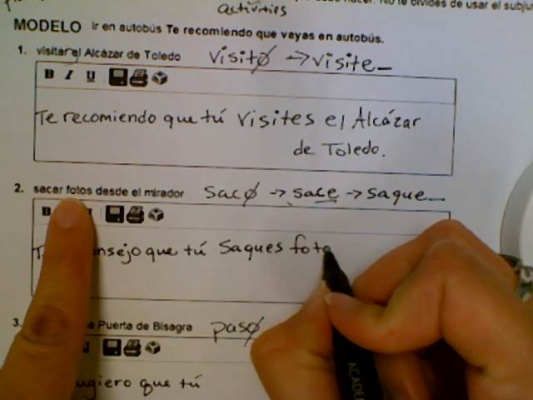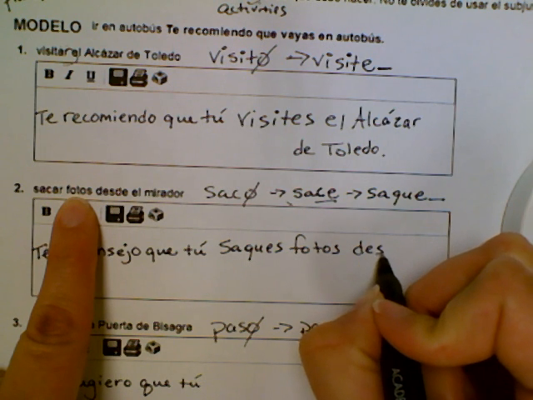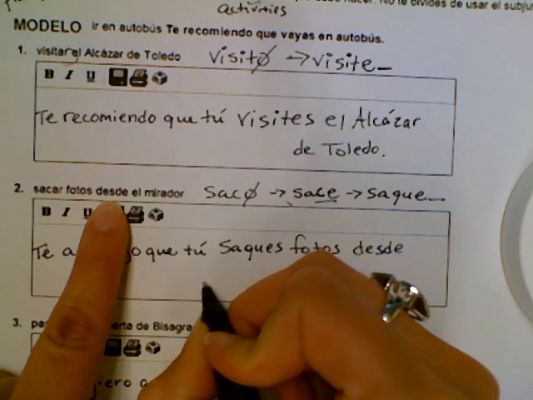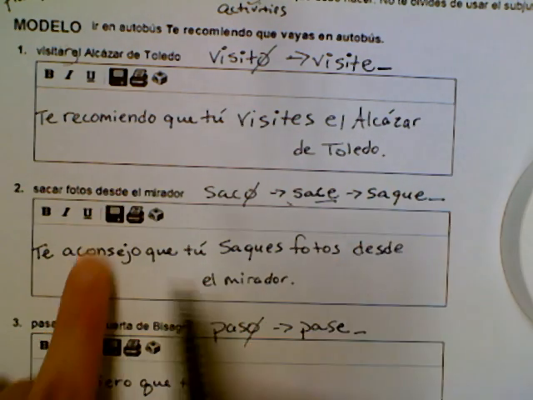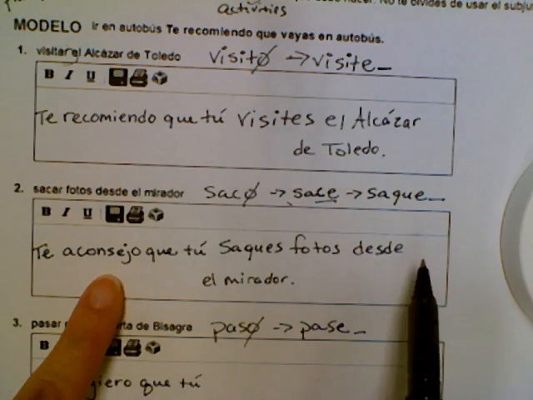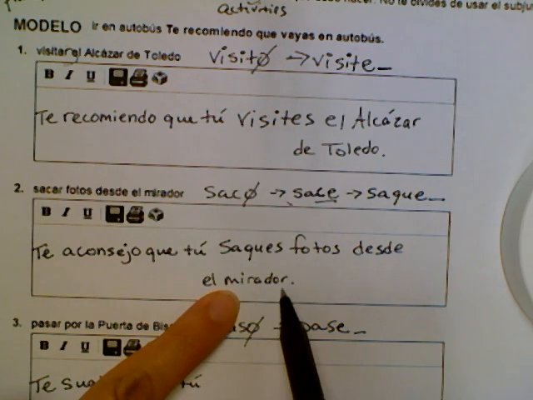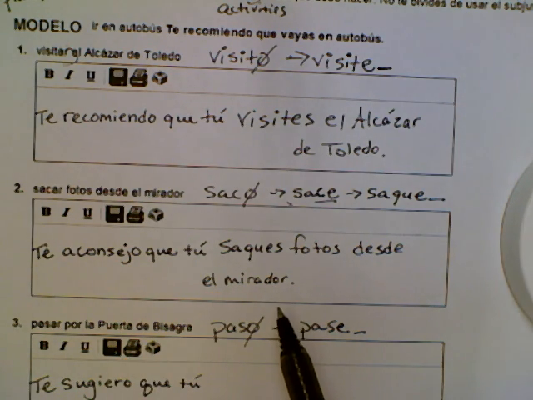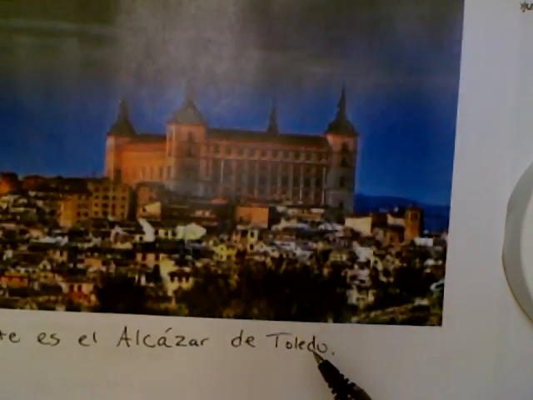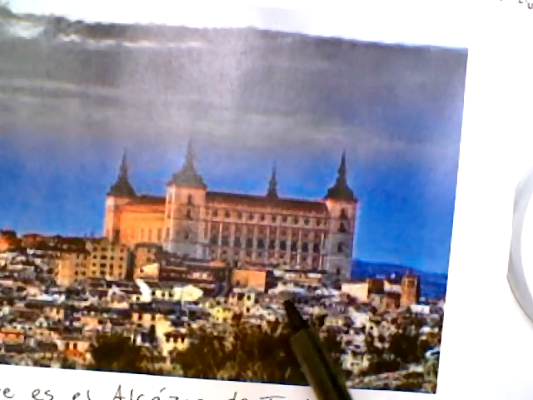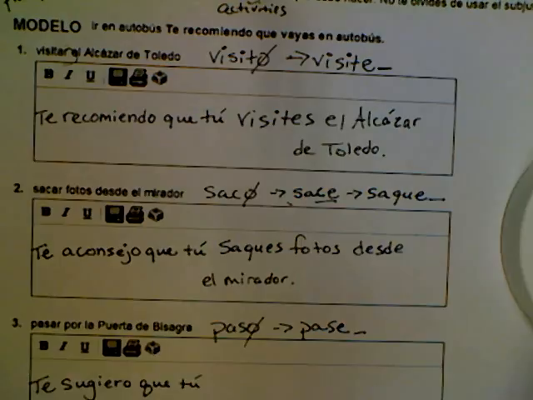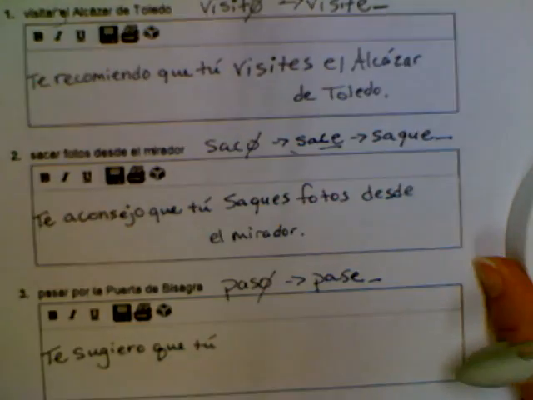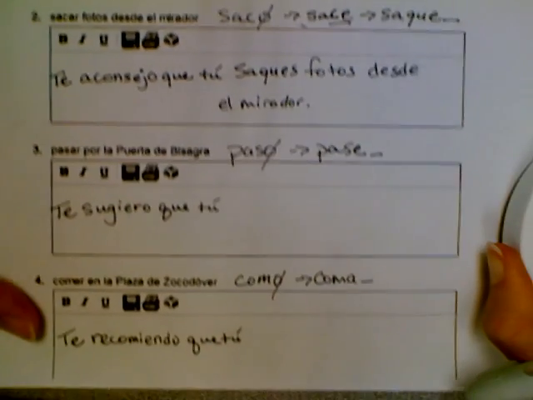fotos desde el mirador. I advise that you take photos from the lookout. Por ejemplo, esta es una foto de un mirador de Toledo, from a lookout. A mountain, montaña, un edificio muy alto. Ok, casi terminado.